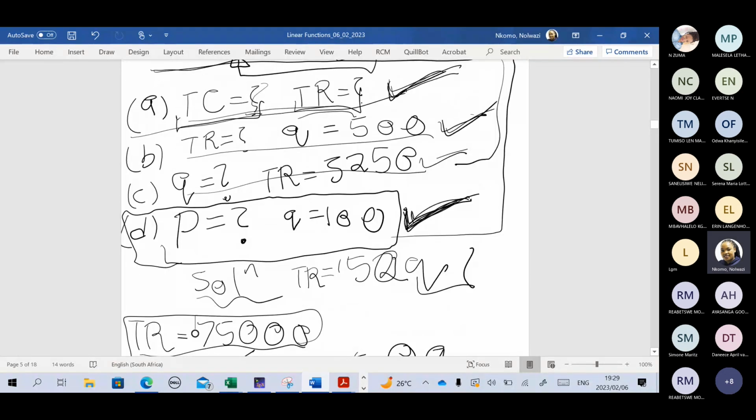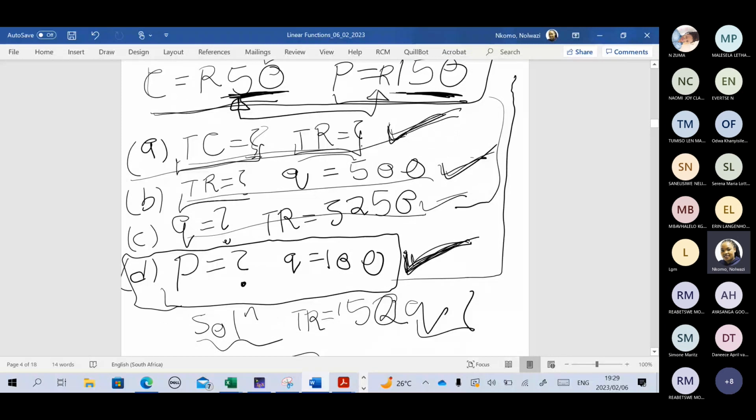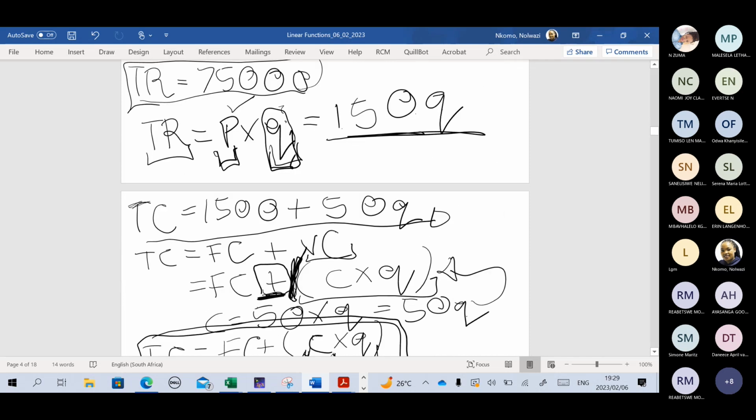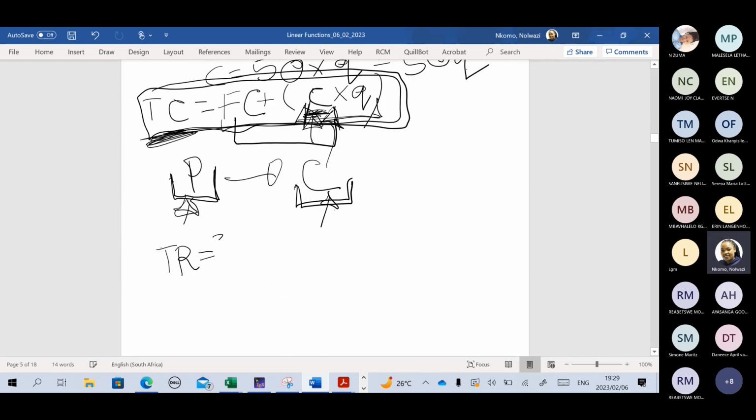Then the next question, we are asked to find the total revenue if... what is the total cost? Oh, because I asked revenue here. You've calculated the revenue already. So it's like, what is the total revenue if you sold 500 pairs of shoes? Like, what is the total revenue if Q is 500, right?